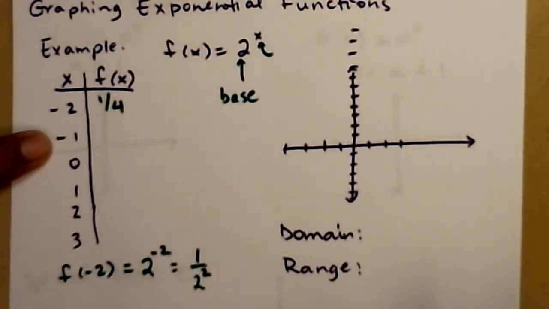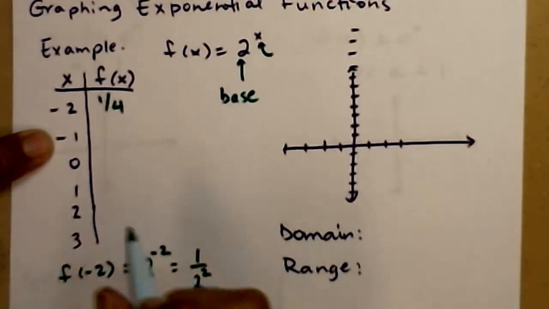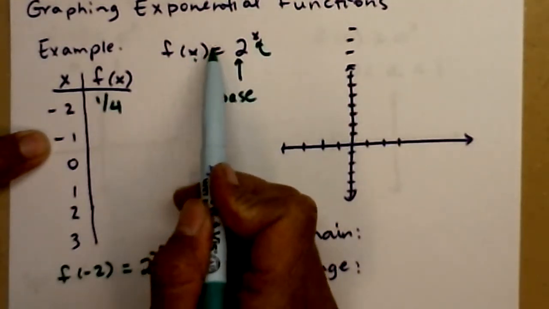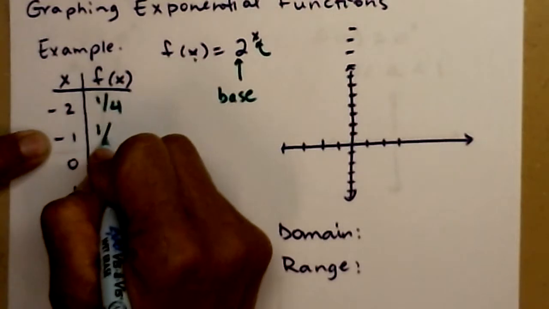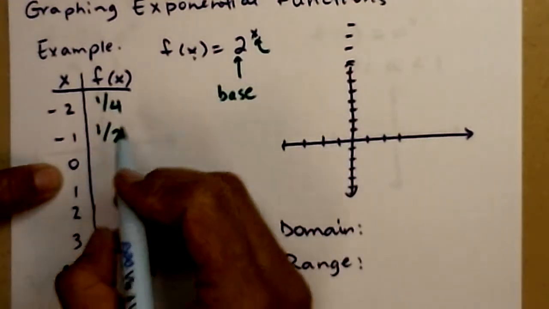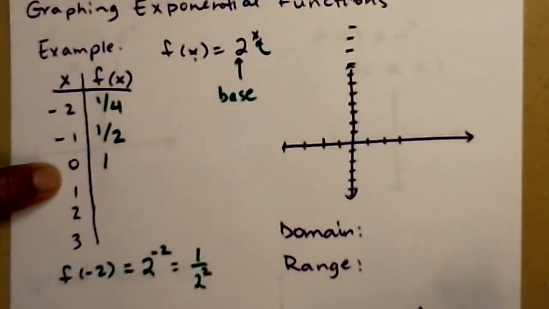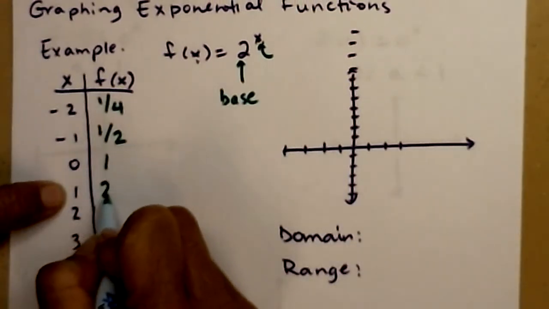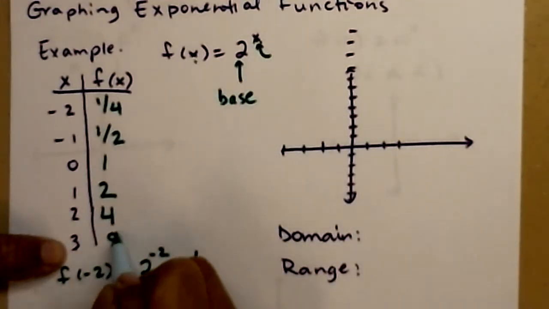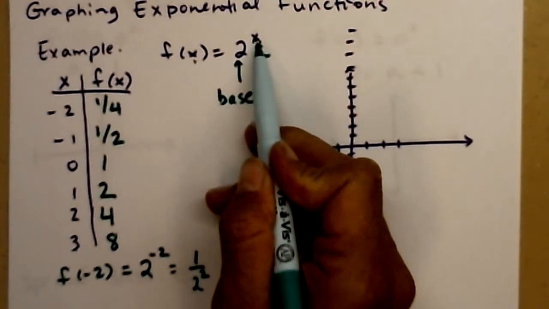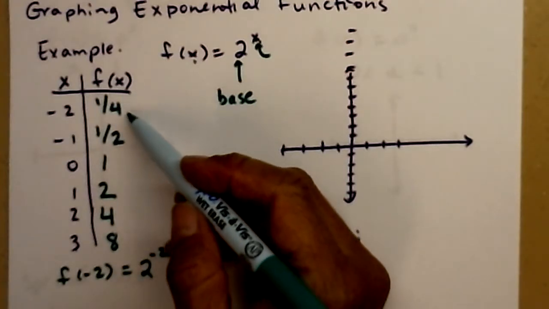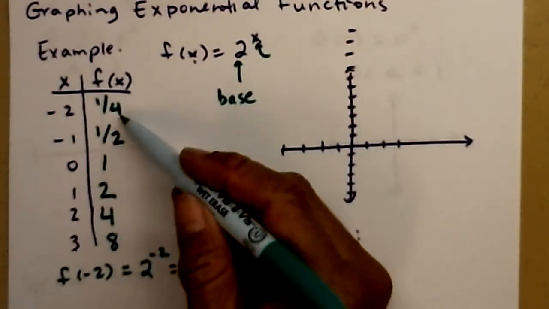A similar process to find 2 to the negative 1. So x is negative 1, 2 to the negative 1, right? Replace both x's with the same number. 2 to the negative 1 is 1 over 2 to the positive 1. 2 to the 0, anytime 0 is in the exponent, it spits out a 1. 2 to the first is 2. 2 to the second is 4. 2 to the third is 8. So each time I'm just replacing the x, the exponent of 2, with a different integer. And you'll notice that all of my y values are powers of 2.